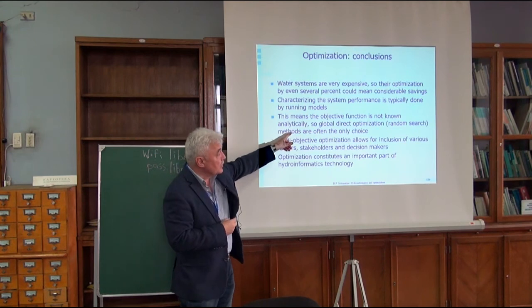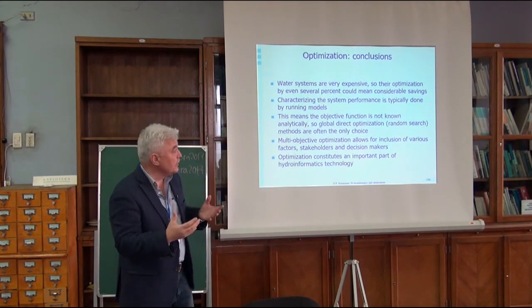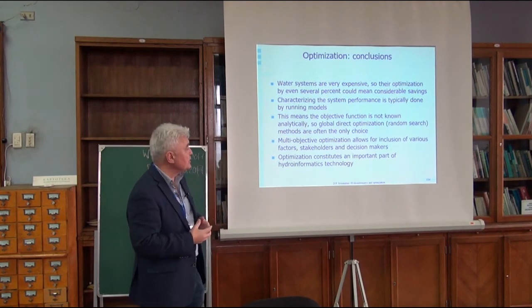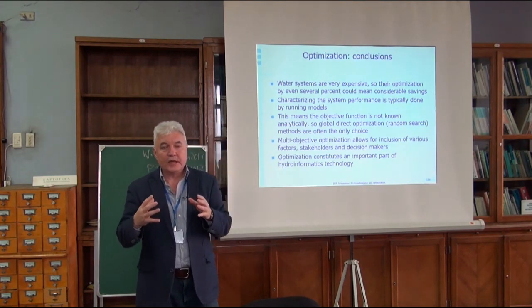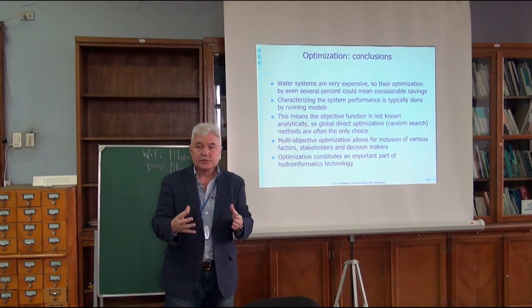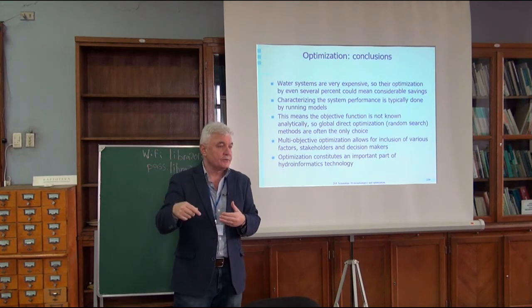So we have to use global direct optimization or randomized search methods, because we're driven by the necessity to run models, model-based optimization. Now, yet another thing. We have to change our way of thinking and move towards multi-objective optimization. Very often we pose one objective which we know quite well, but there are many other objectives.